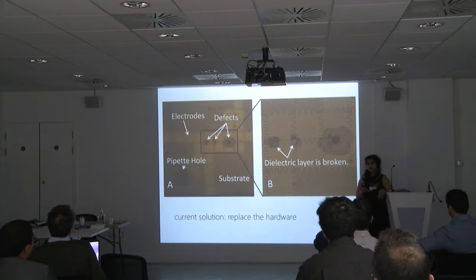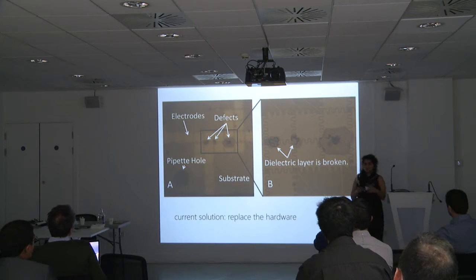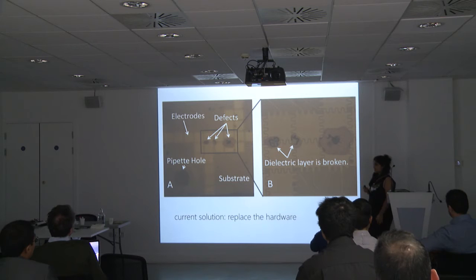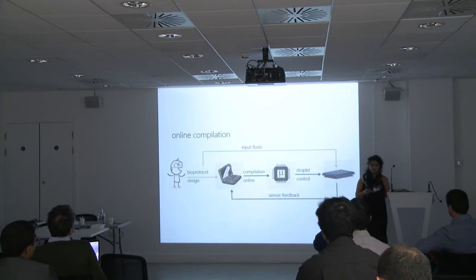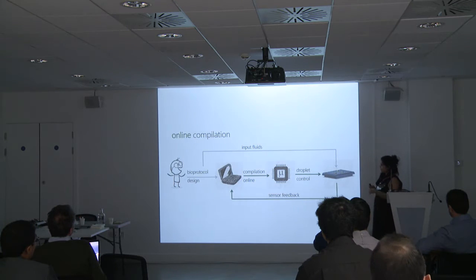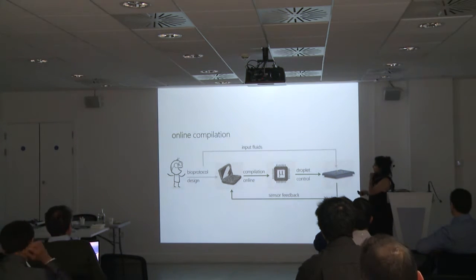And during my work, I was wondering, what happens if things go wrong during the movement of the droplets? How can I correct that through software? What happens if some of the hardware breaks down? How can I correct that through software? So I came up with a lot of algorithms. You can find them on Google Scholar, including an online compilation.